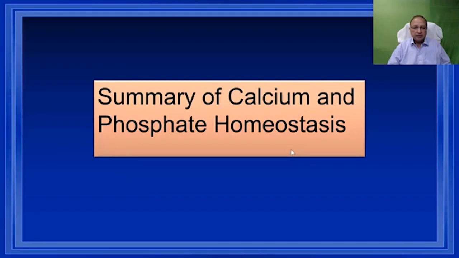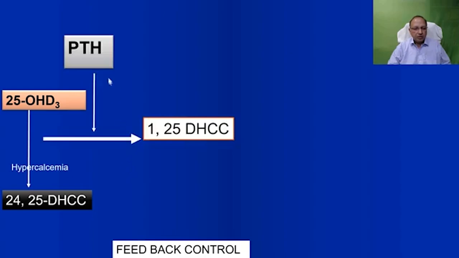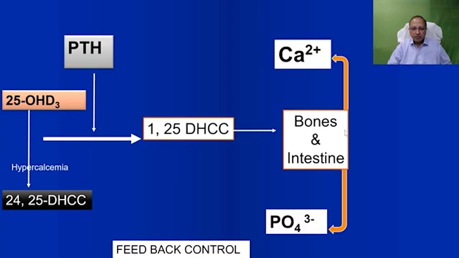So let's summarize what we have studied in the physiology of calcium and phosphate homeostasis. When there is hypercalcemia, 25-hydroxycholecalciferol will in the kidney be converted to 24,25-dihydroxycholecalciferol, which is not active, and so further absorption of calcium will be reduced. Whereas when there is hypocalcemia, in the presence of parathormone, it will be converted to 1,25-dihydroxycholecalciferol, the active form of vitamin D. It will act on three organs, but primarily on the GIT, to cause an increase in the calcium and phosphate level from the bones and intestine, and absorption also occurs from the kidney.